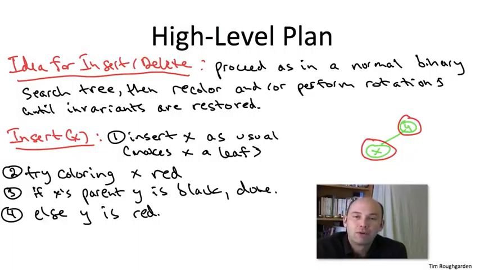So therefore, Y, by virtue of being red, could not have been the root. It has to have a parent. Let's call that parent W. Moreover, by the third invariant, there was no double red in this tree before we inserted X. So by virtue of Y being red, its parent W must have been black.